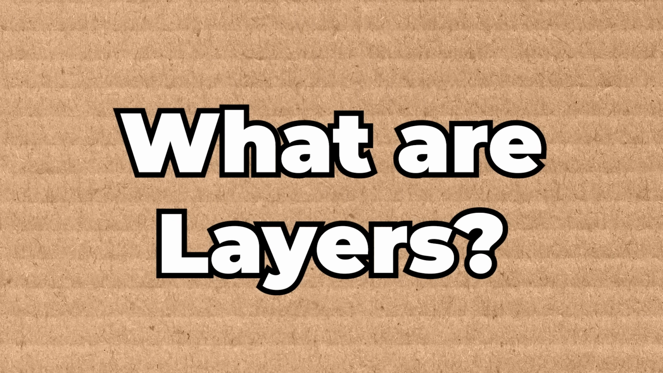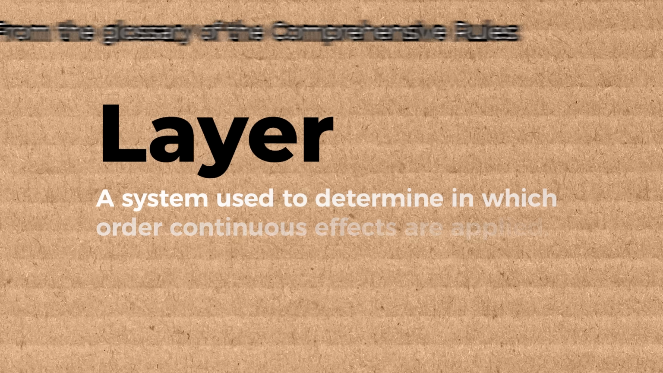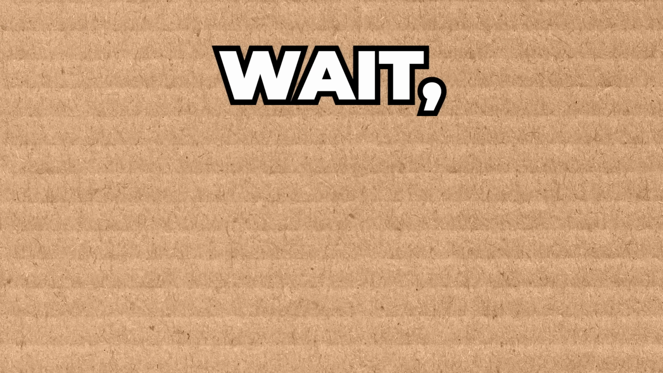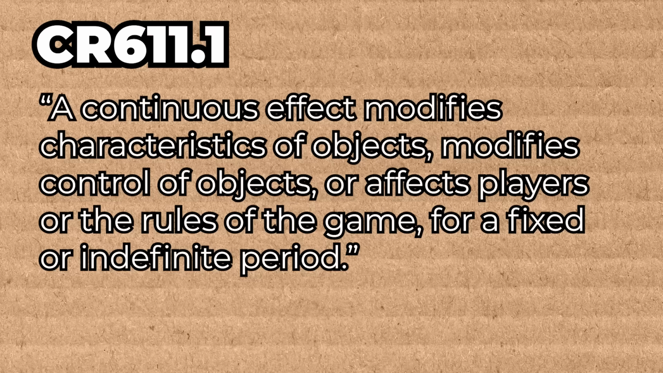So what are layers even about? The layers system is the way we order and apply multiple continuous effects to a board state. Wait, so what are continuous effects? As per rule 611.1, a continuous effect modifies characteristics of objects, modifies control of objects, or affects the players or the rules of the game for a fixed or indefinite period.